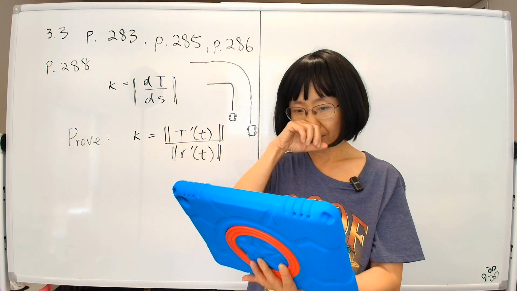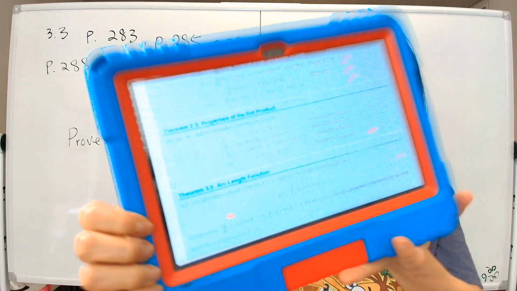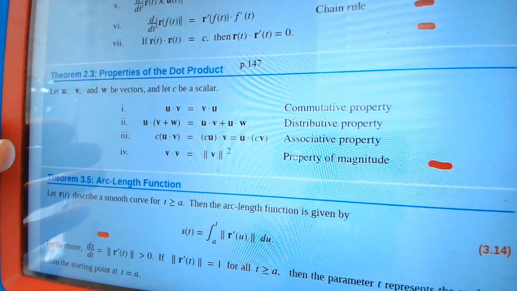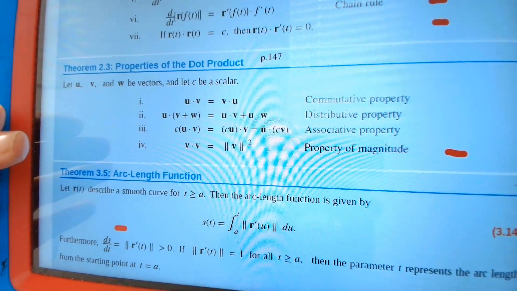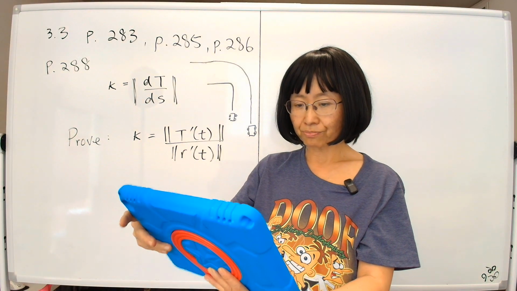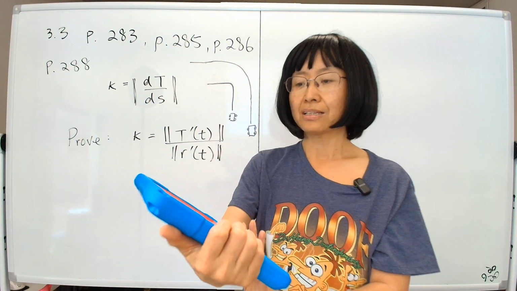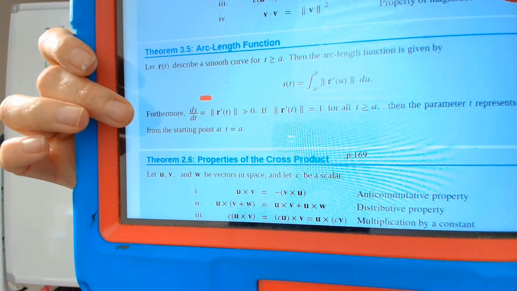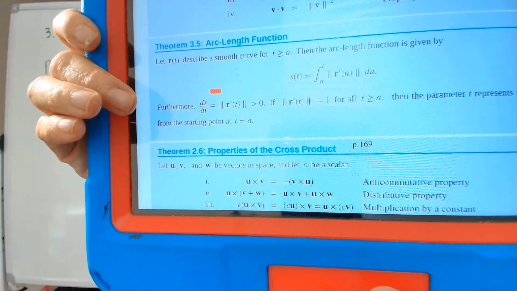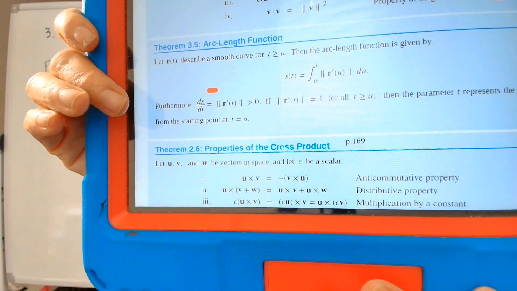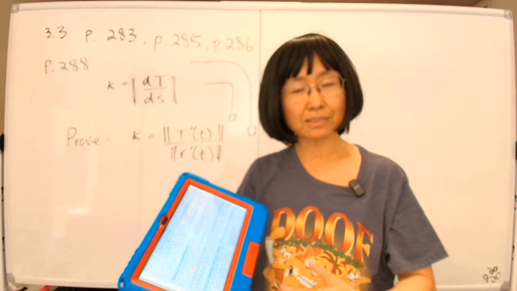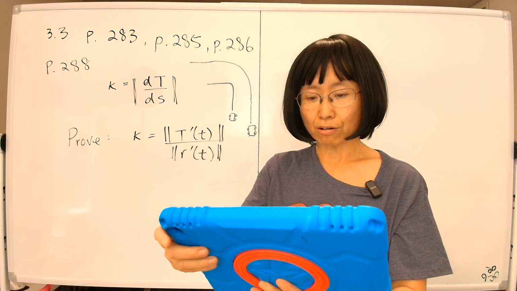And next, the property of the dot product. I just want you to remember the red part, which is any vector dotted with itself is the same as its magnitude squared. And that's all. Next, theorem 3.5, which states that the ds by dt that we just defined is equal to the magnitude of r prime of t, which is bigger than 0 all the time, because r prime of t is a magnitude. That's why it's always positive.